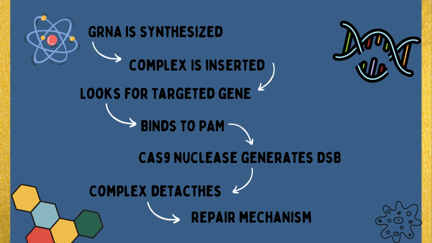The complex then looks for the targeted DNA by looking for a binding site called the protospacer adjacent motif, or PAM for short, which is a short DNA sequence downstream of the 3' end of the site of the targeted DNA in the genome. Once found, the CRISPR-Cas9 complex can initiate binding to PAM. Once bound, the Cas9 endonuclease cleaves the targeted region, creating a double-strand break. Then, the complex detaches from the genome as the targeted DNA has been cut and a double-strand break has formed.